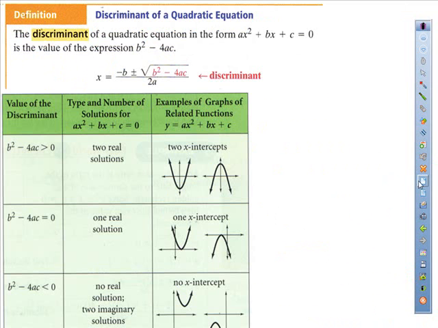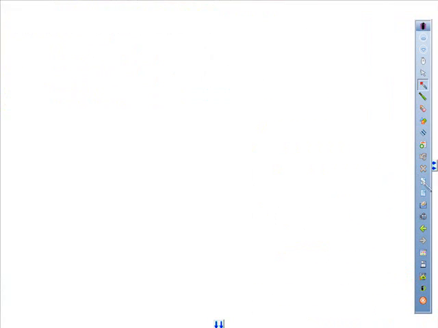And then the next thing we need to talk about is the discriminant. Now the discriminant is b squared minus 4ac. Okay, no square root, only b squared minus 4ac.